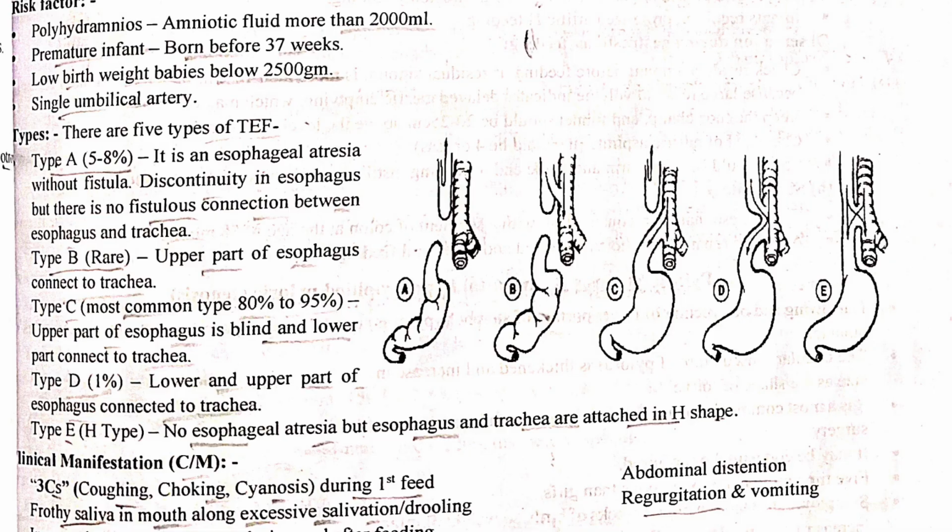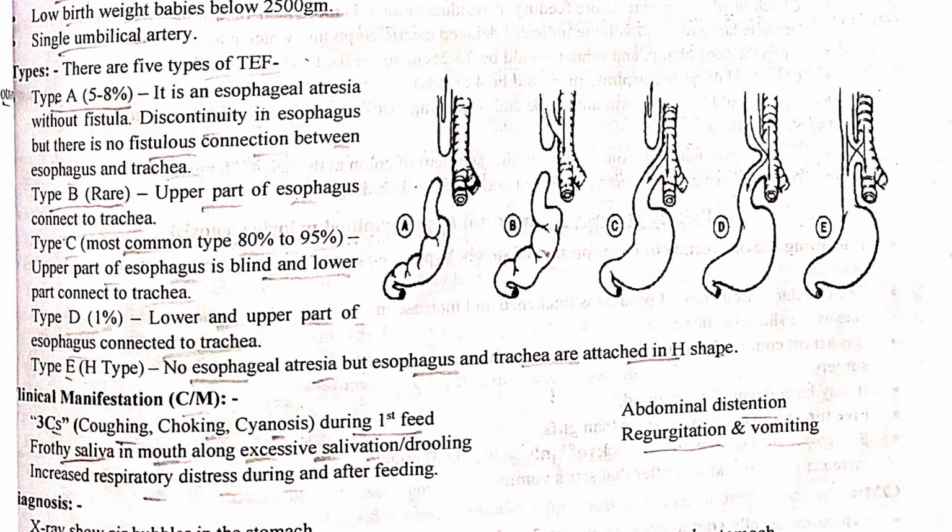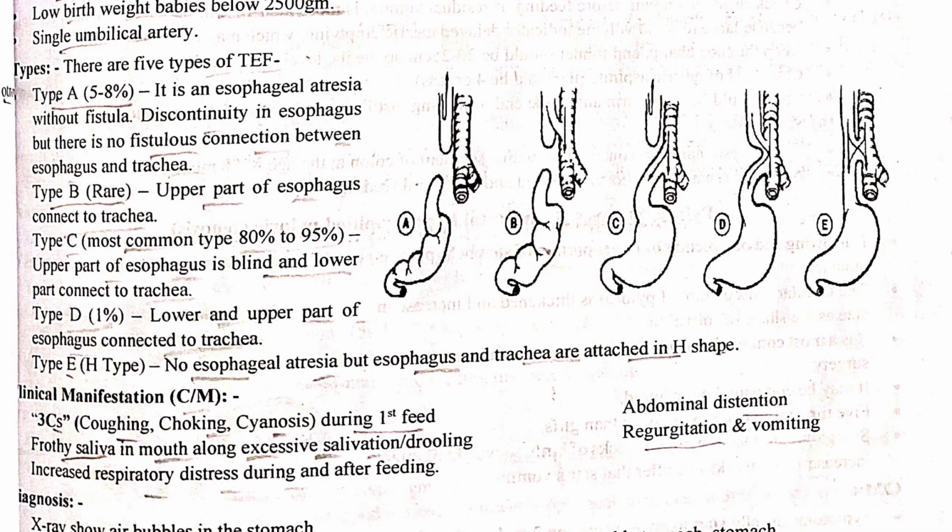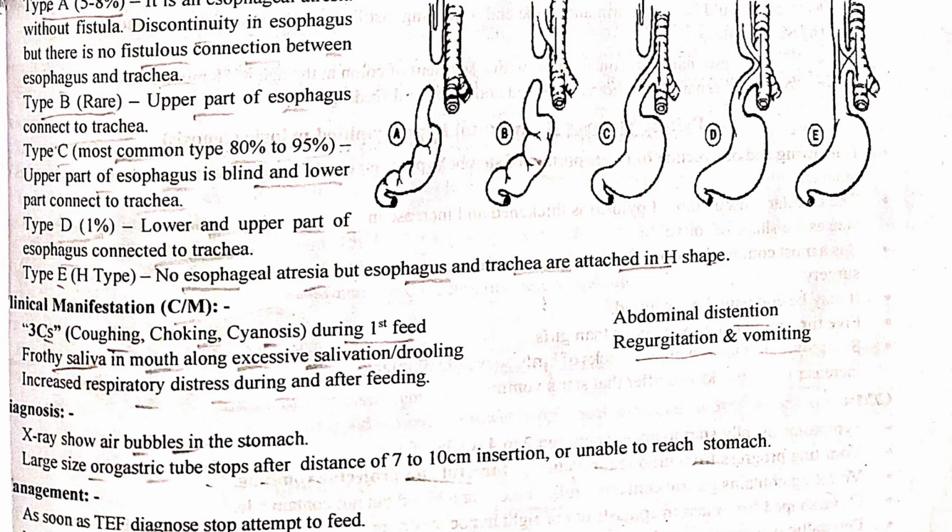In the tracheoesophageal fistula types, type A, 5 to 8% chances, is an esophageal atresia without fistula, discontinuity of the esophagus, but there is no fistulous connection between esophagus and trachea. Type B, rare, the upper part of the esophagus connects to the trachea. Type C, the most common type, 80 to 85%, the upper part of the esophagus is blind and the lower part connects to the trachea. Next, type D, 1%, lower and upper parts of the esophagus are connected to the trachea.